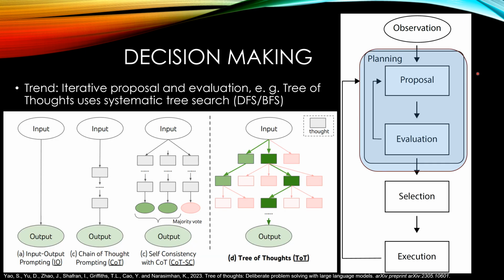Another trend to note is making the proposal and evaluation an iterative process rather than a single stage. For example, using this diagram from Tree of Thoughts, which I've referenced here, most current techniques only propose and evaluate in a single stage, and there are also other techniques that expand reasoning steps in a linear fashion. In Tree of Thoughts, promising candidates are then further expanded using systematic tree search like depth and breadth first search.